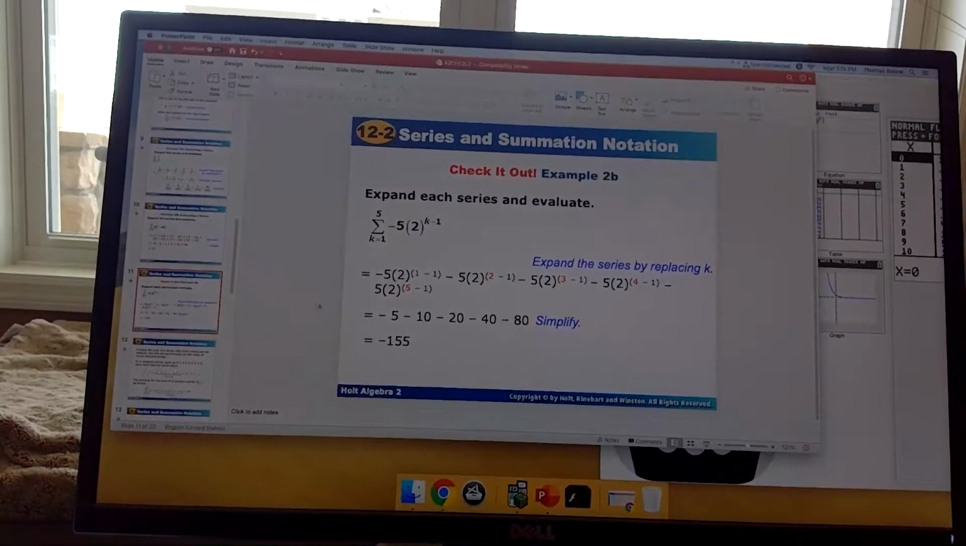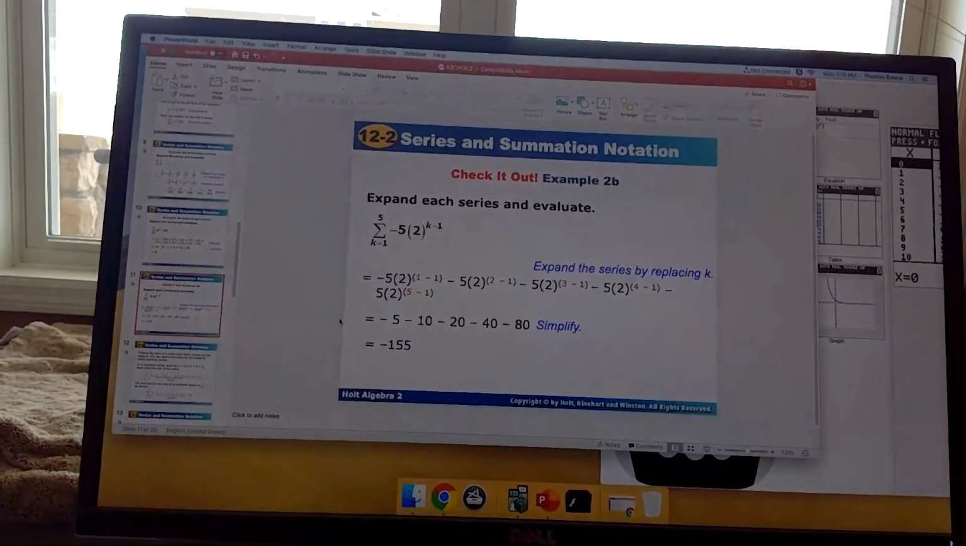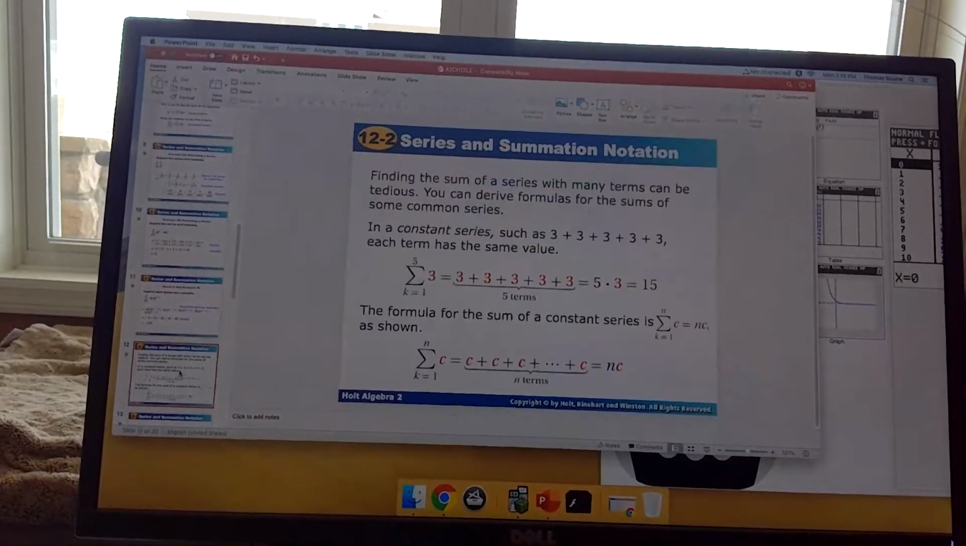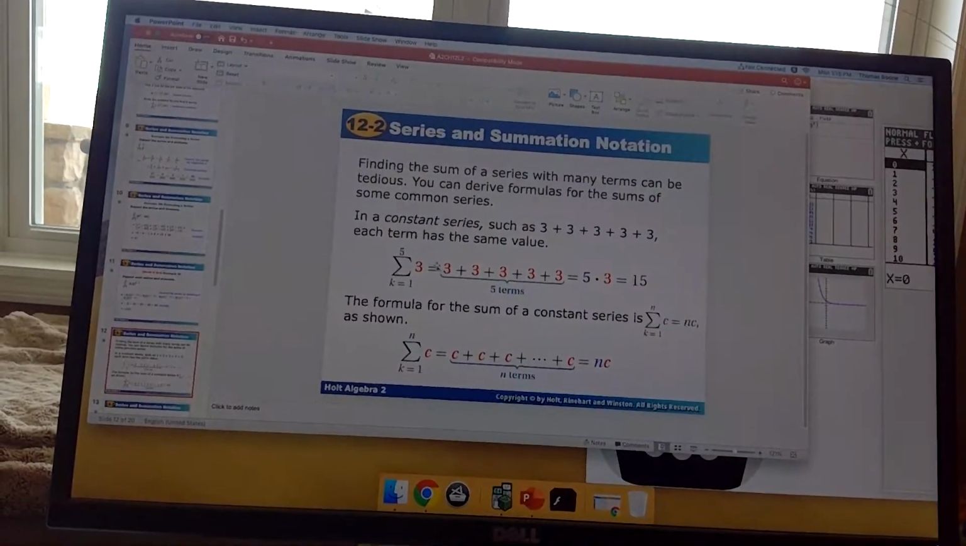You can use this however many of these that you want to. Like I said, using the table mode is the absolute best way to do those, especially if they're kind of difficult. Now here's some interesting concepts here: what if we have what's called a constant series?